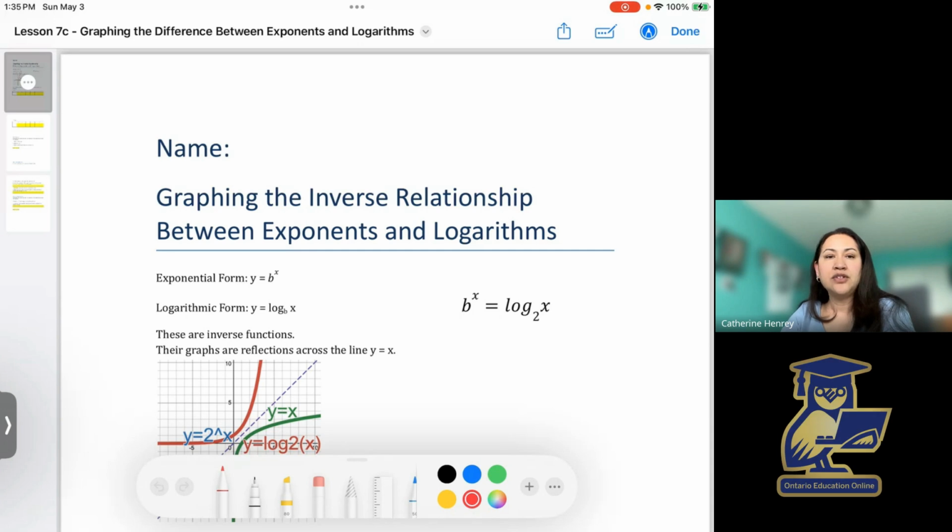Hi everyone, welcome to Lesson A, Part A of Lesson 8. We're going to take a look at the graphing of the inverse relationship between exponents and logarithms.